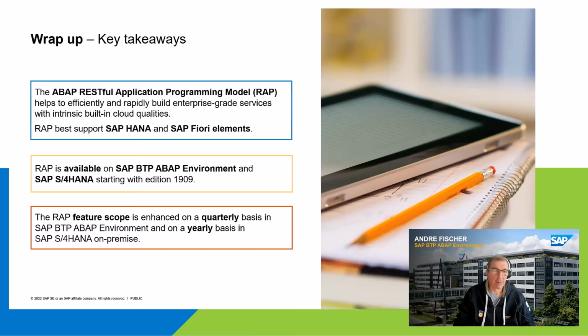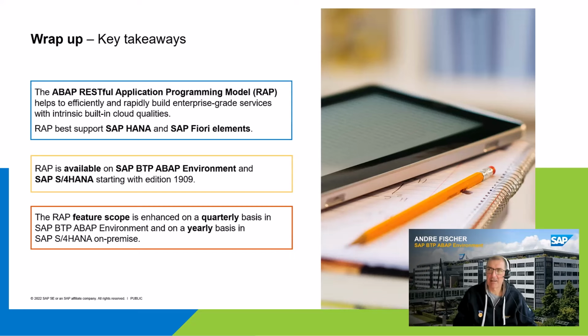RAP is available on-premise starting with 1909, though here we have to be fair, it's not really usable in that release. So with 2020, that's the first chance to get meaningful apps out of it. With 2021, we call it mass adoption ready. And with 2022 now, we have added additional features for final roundup. And in the cloud, the feature scope is delivered on a quarterly basis, whereas on-prem on a yearly basis.